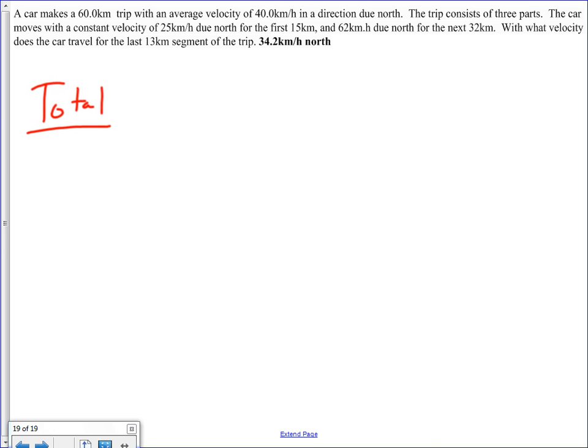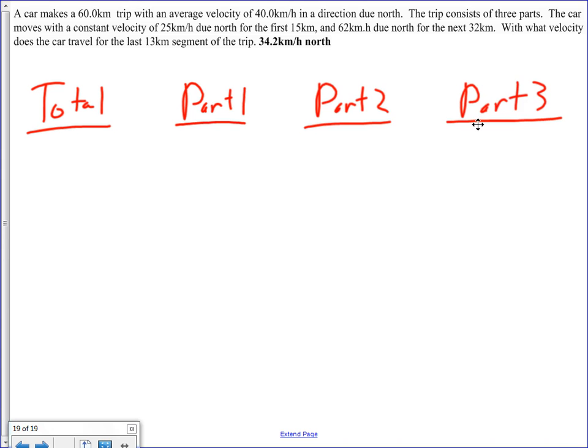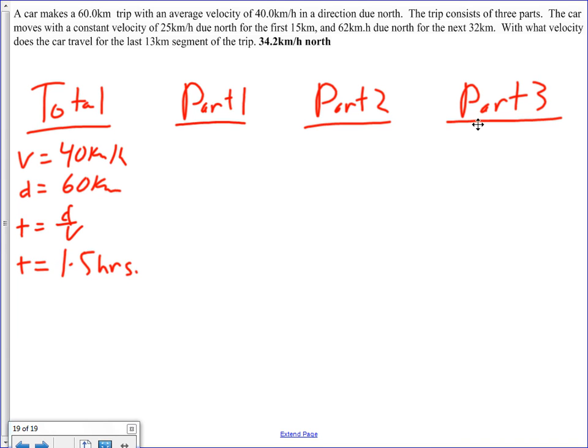Total, part 1, part 2, and part 3. The question overall wants us to find the velocity or the speed in part 3. So in total, I know that the average speed is 60 kilometers, or sorry, 40 kilometers per hour, and the total distance of the trip is 60 kilometers. So time equals d over v. The time for the whole trip is 1.5 hours. Everybody with me there?